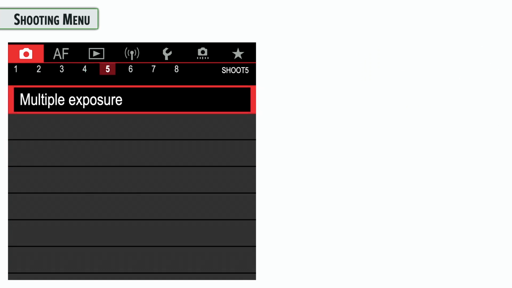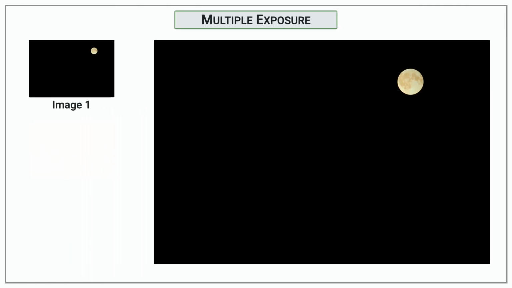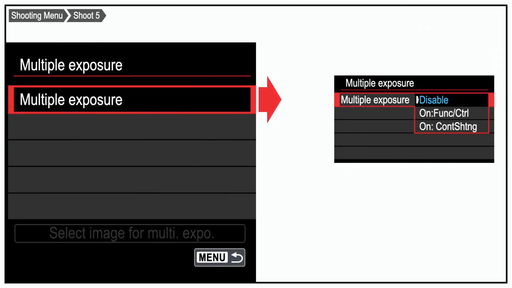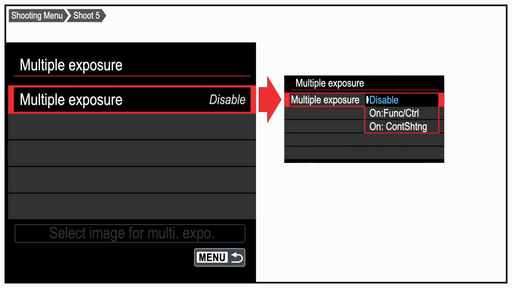Okay, on to page 5 of the shooting menu. Multiple exposures. We talked about this before. This is where you can shoot multiple exposures and have the camera combine it into a composite. And so in here is where you get to have finer control of everything. Normally this is going to be left on disable, obviously.